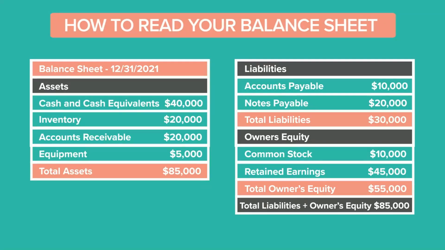You'll notice the balance sheet is divided into 3 sections: assets, liabilities, and owner's equity. You'll also notice that Jill's balance sheet is balanced because her total asset amount is equal to the total of her liabilities and owner's equity.